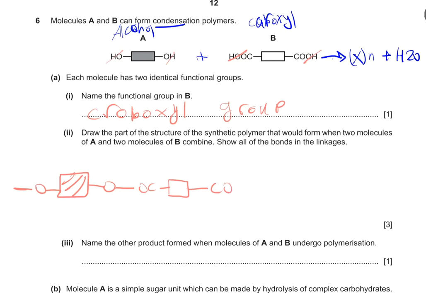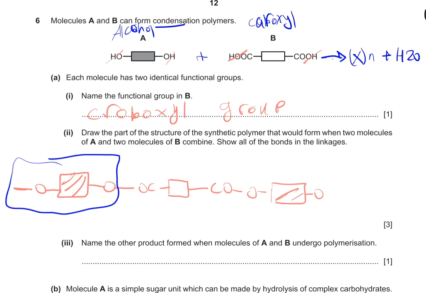Then we're gonna repeat this part again, this blue part here. So we're gonna have O with the box, O, and then we're gonna repeat this part over here, that part. So we'd have O connected to OC. Let's use the same color. OC connected to a box, and then OC again. So this is how the bonds should look like.